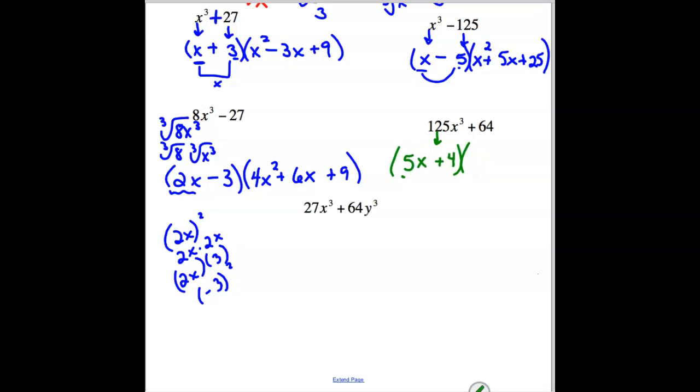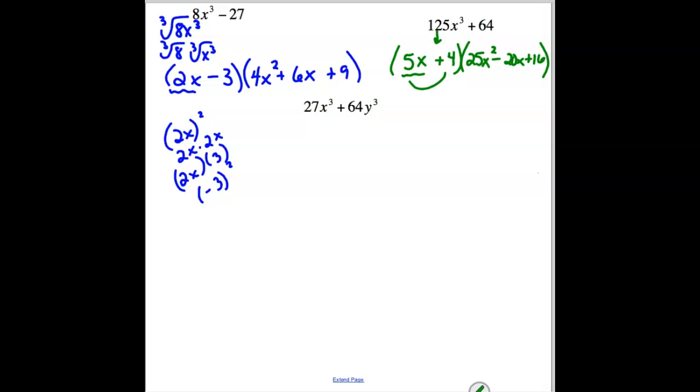So we take the first term, 5x, and we square it. 5x times 5x is 25x squared. We do the product. 5x times 4 is 20x, and we change the sign to a negative. And then we square the 4. 4 times 4 is 16. So you should have 5x plus 4 as one of your factors, and 25x squared minus 20x plus 16 as your other one.